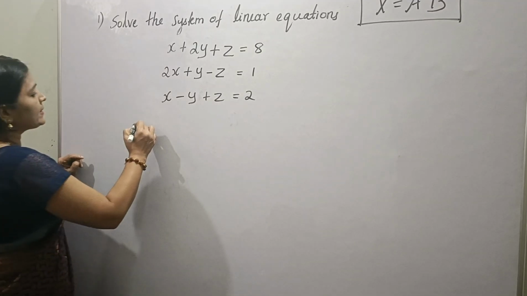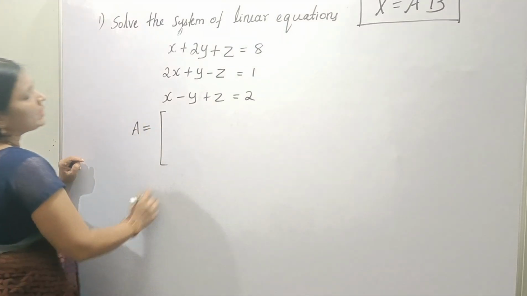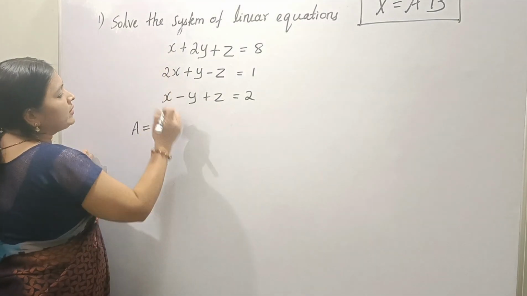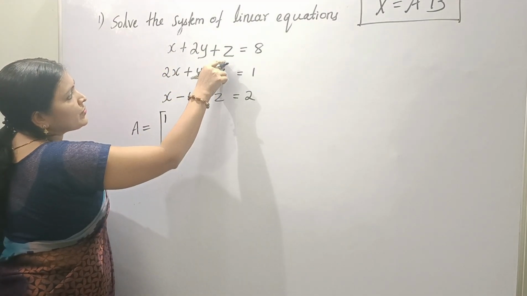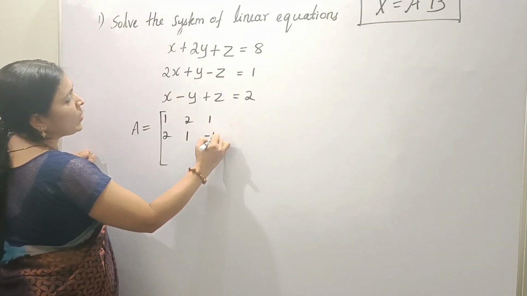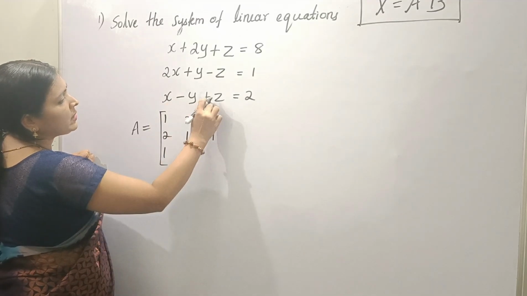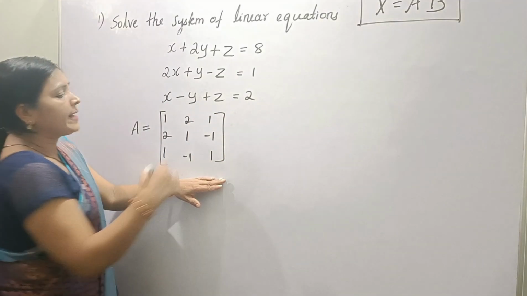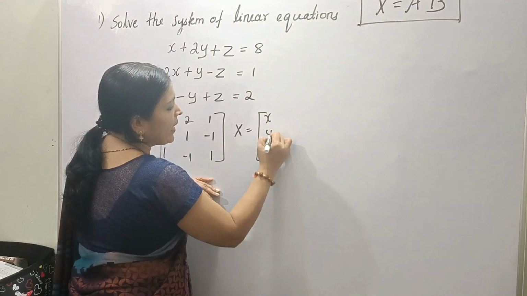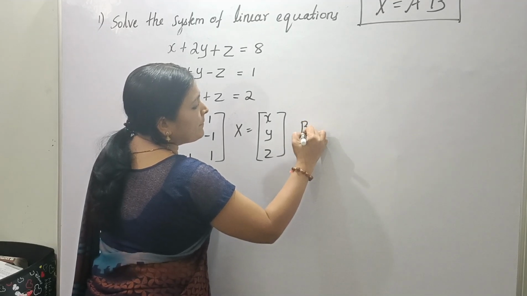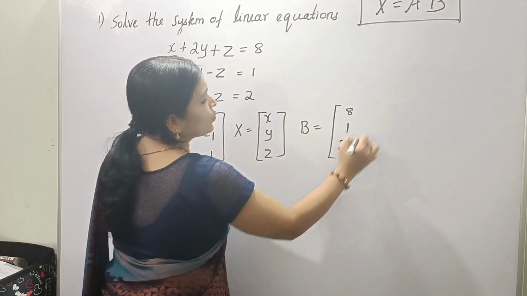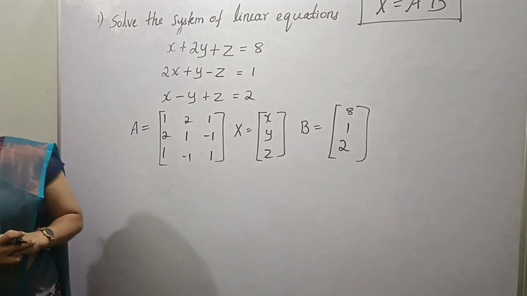Okay, now first of all let's write the three matrices. A is equal to the coefficients of x, y, z: 1, 2, 1; 2, 1, minus 1; 1, minus 1, 1. Okay. Next matrix X is nothing but the column matrix of unknown variables x, y, z. And B is equal to the column matrix of constants 8, 1, 2. Okay. Now we have three matrices.